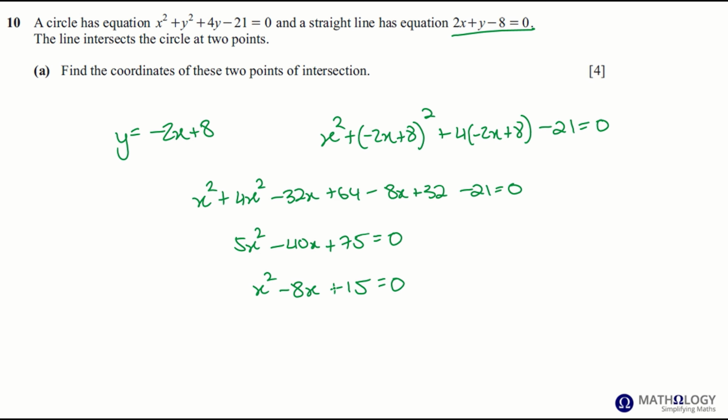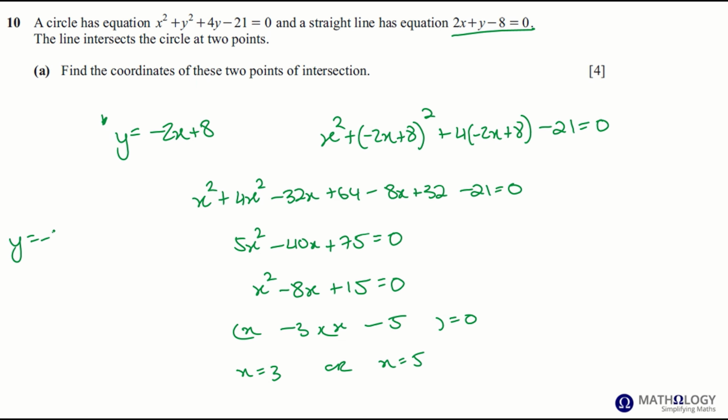That gives us the quadratic equation x squared minus 8x plus 15 equals 0. So x equals 3 or x equals 5. These two values of x represent the x coordinates of the points of intersection. Now we need to find the y coordinates of these points. So we sub x equals 3 and x equals 5 into either of the equations, but we are going to choose the simpler one, which is the straight line.